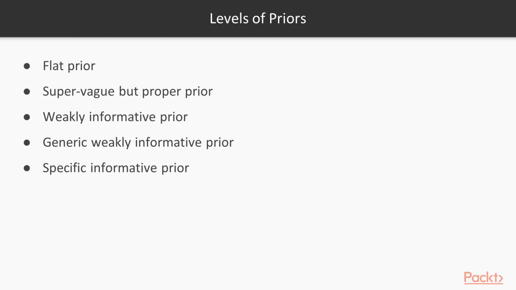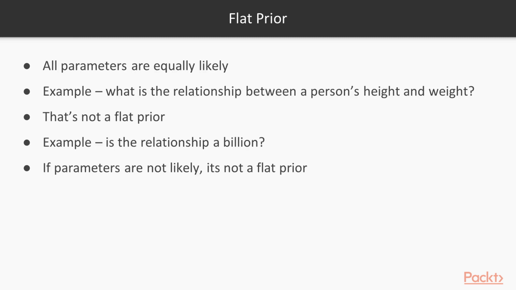Now, if we talk about the levels of priors available here, I have listed a few of them: flat prior, super vague but proper prior, weakly informative prior, generic weakly informative prior, and specific informative prior. So these are the levels inside priors. Let's start with flat prior. What is a flat prior? In the first point, you can see all parameters are equally likely, right? It means all parameters are almost equal. They have the same weightage, we can say.